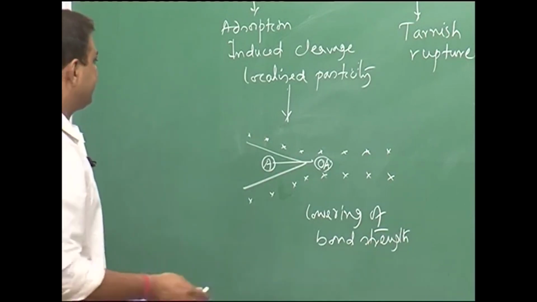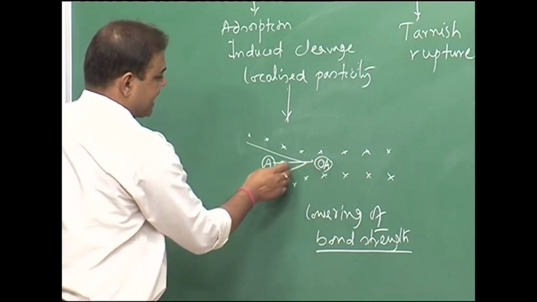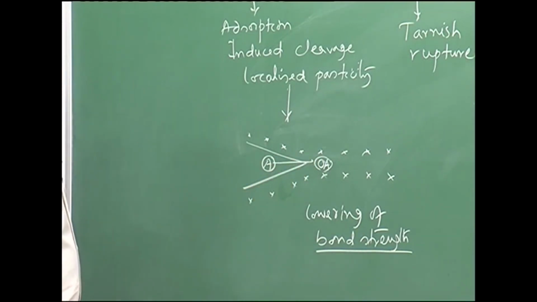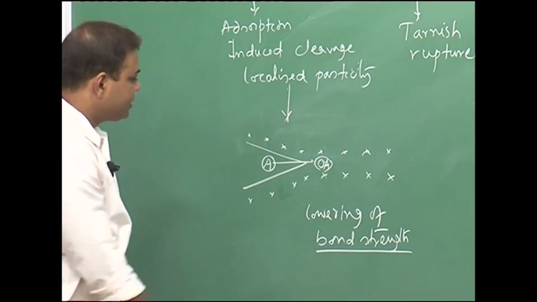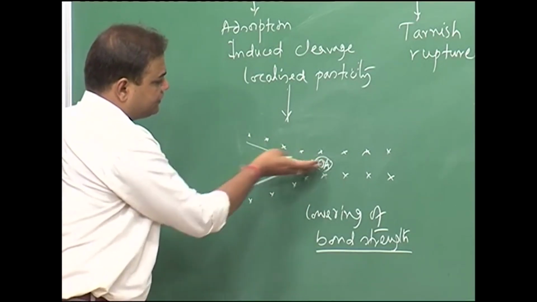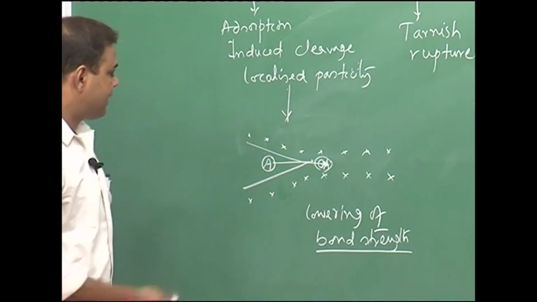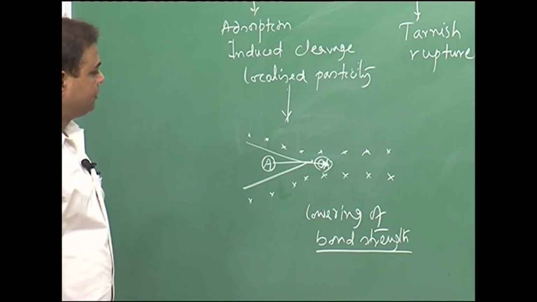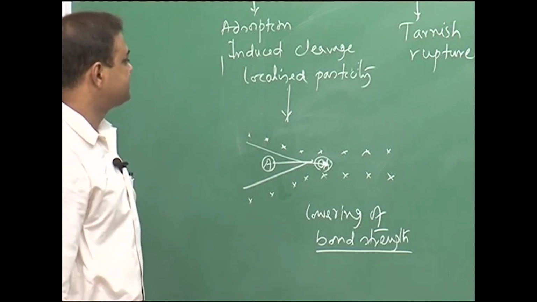The interatomic bond strength can be decreased because of this atomic adsorption at the crack tip zone, and that would lead to lowering of bond strength, and there could be easy deformation, and then this crack can go in. Now, this is adsorption induced cleavage localized plasticity.